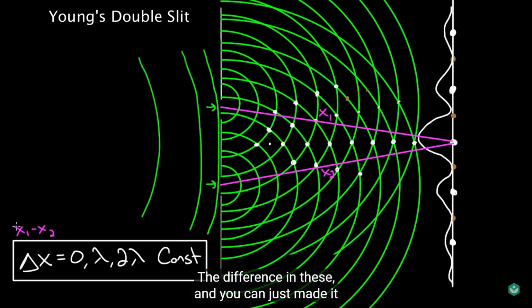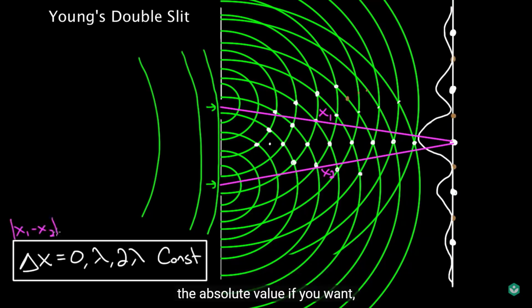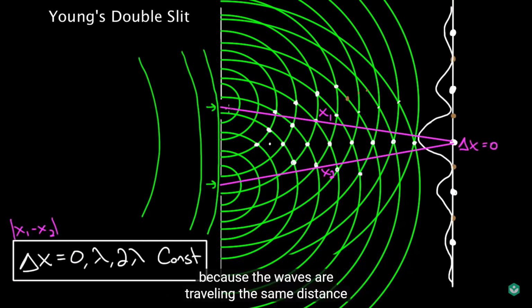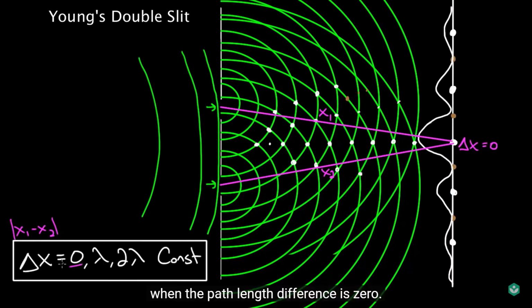The difference in these, and you can just make it the absolute value if you want, but the size of the difference between these two path lengths. What is that going to be for right in the center? Well, that one's just delta x equals 0, because the waves are traveling the same distance to get to that point. And that makes sense. That's a constructive point because 0 gives you a constructive point when the path length difference is 0.